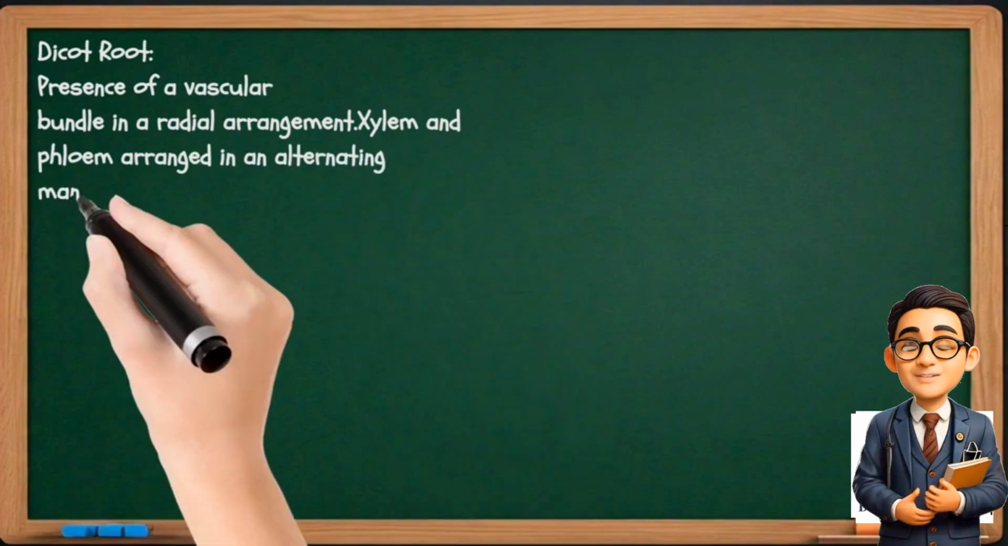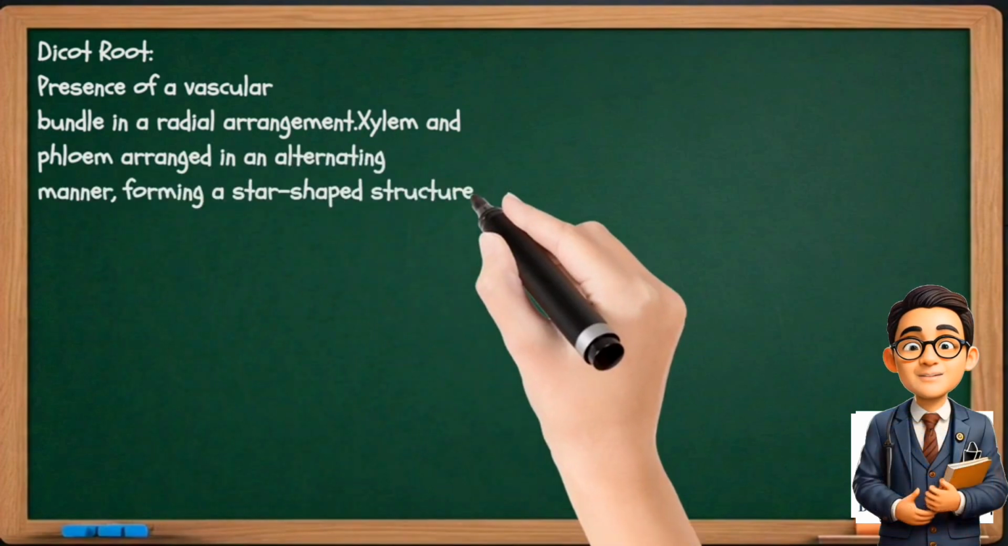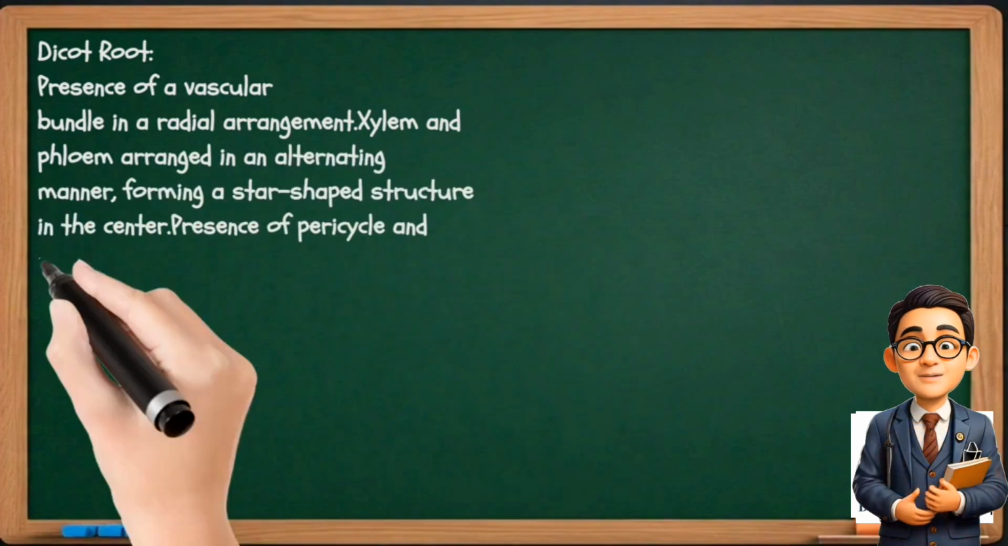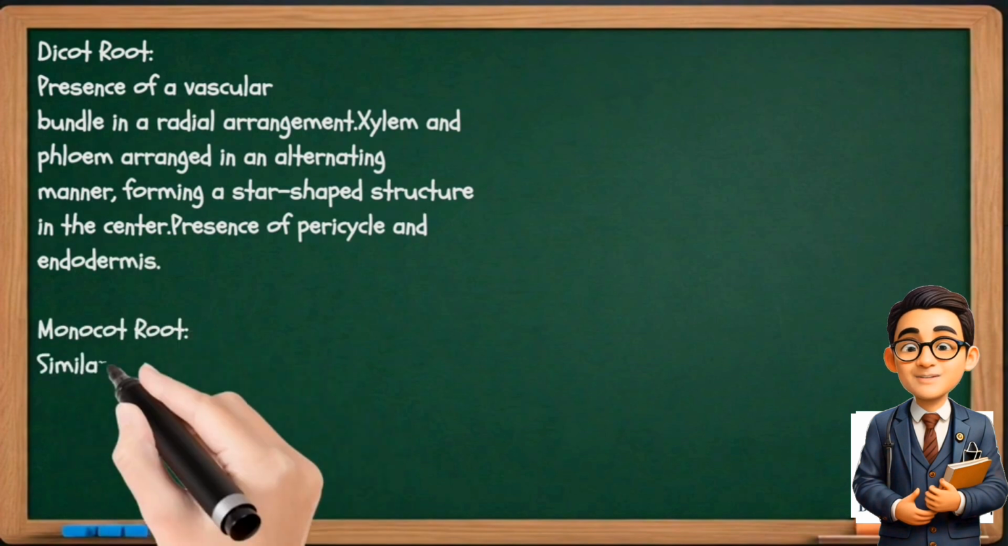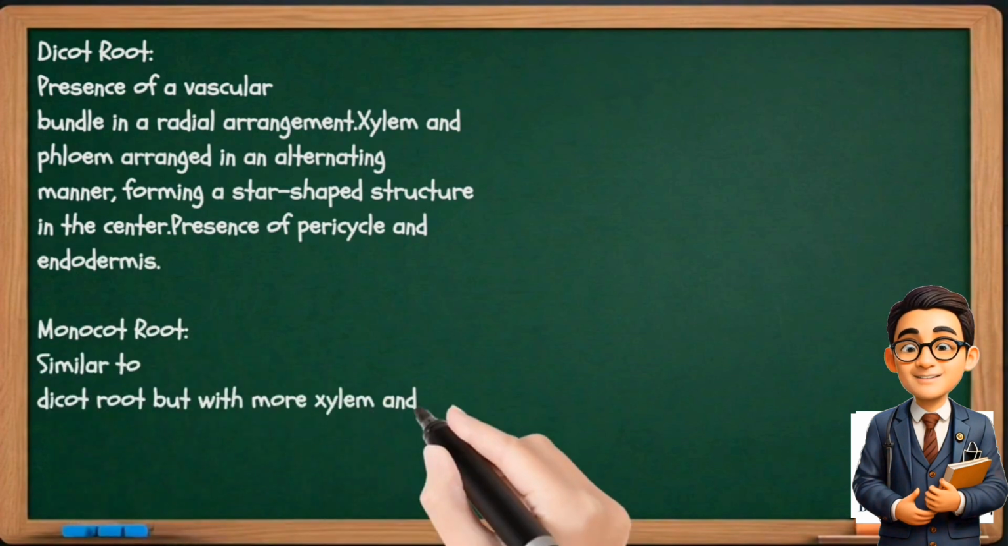Dicot root. Presence of a vascular bundle in a radial arrangement. Xylem and phloem arranged in an alternating manner, forming a star-shaped structure in the center. Presence of pericycle and endodermis.